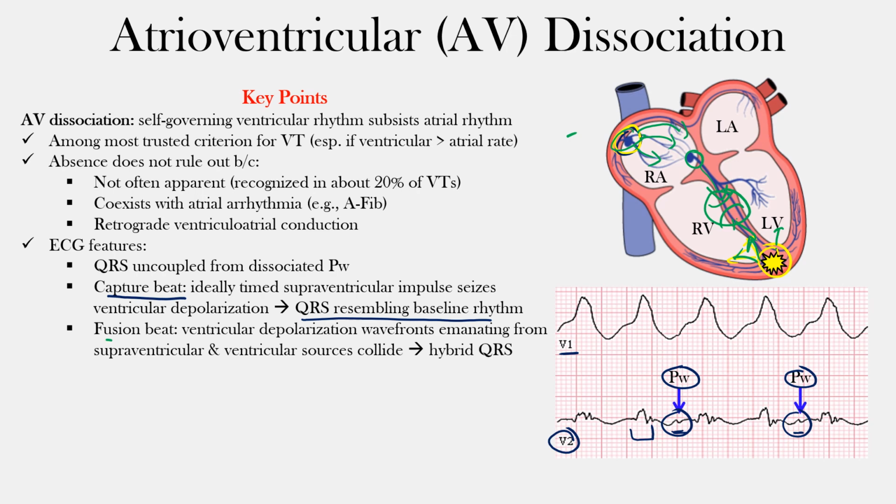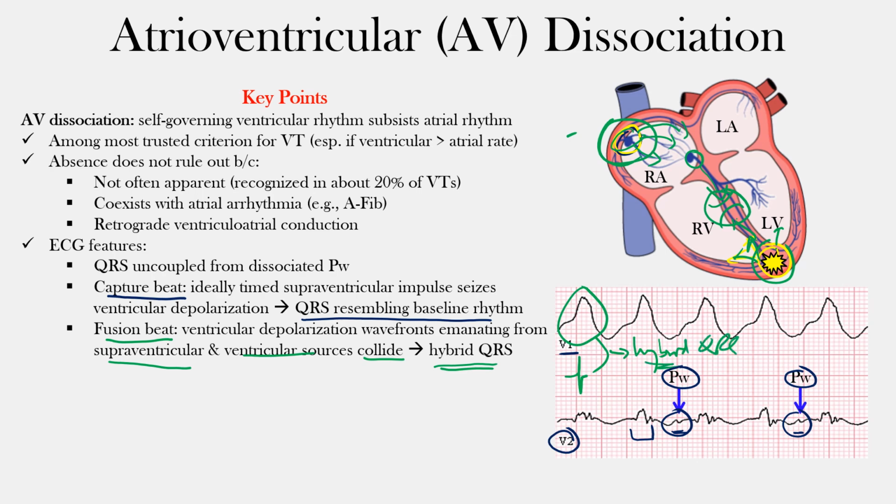So a fusion beat is when you have the ventricular depolarization wavefront emanating from both the supraventricular source, the one up here, and the ventricular source. The wavefronts collide, and they give you this hybrid QRS that looks like maybe the ventricular tachycardia QRS and then a normal QRS. So this is what we call a fusion beat. You get the hybrid; it looks like both. That's what we mean by the hybrid.